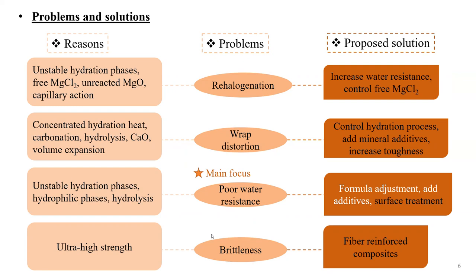So poor water resistance means if the material is in contact with water for a long term, or in very moist conditions for a long term, the material properties will be degraded very seriously. So this has restrained the application of this material mainly to indoor, because outdoors there is often rainwater or very moist conditions, which is not good. And also the main reason for the poor water resistance is that the phase five or hydration phases become unstable.